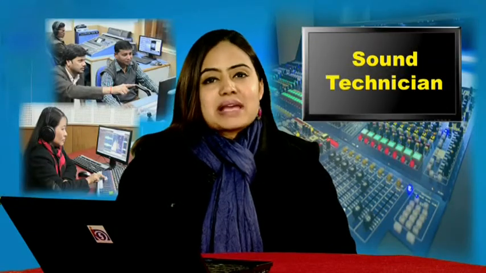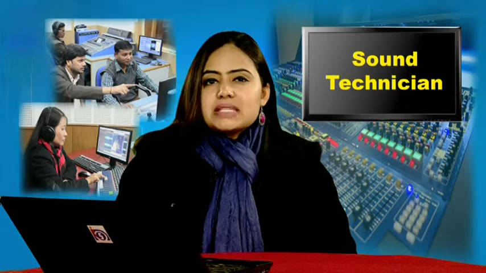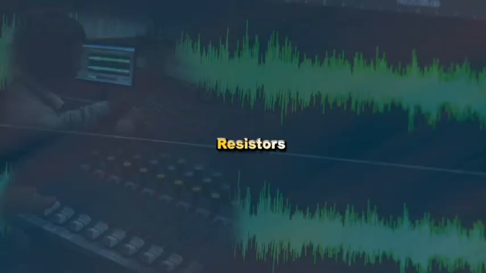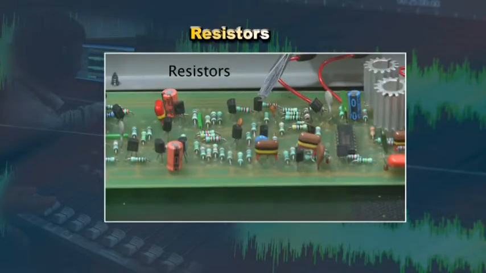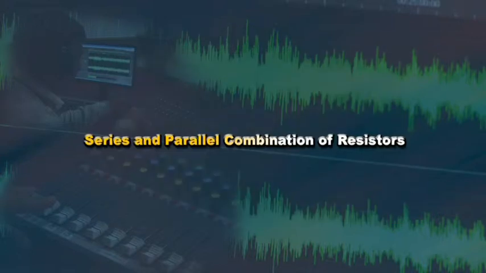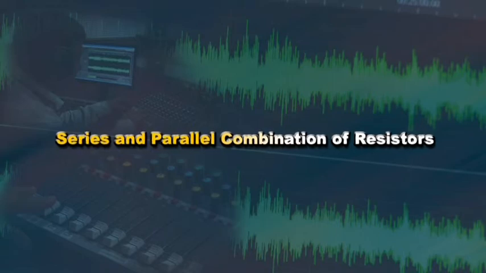Now let's study the passive components. Passive components can be studied as resistors. Resistors provide means of controlling voltage and or current in a circuit. Series and parallel combination of resistors.